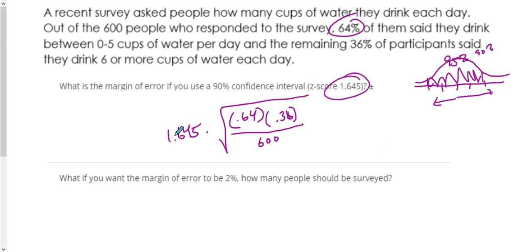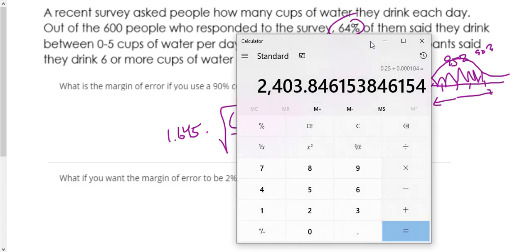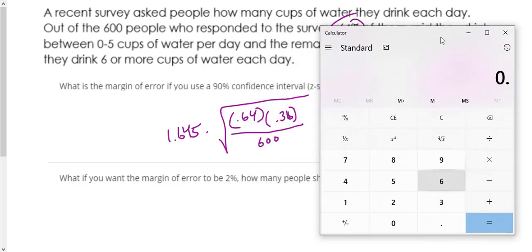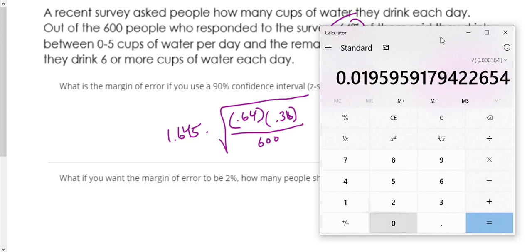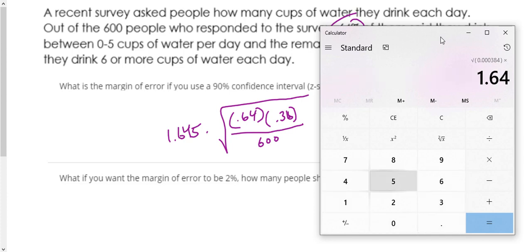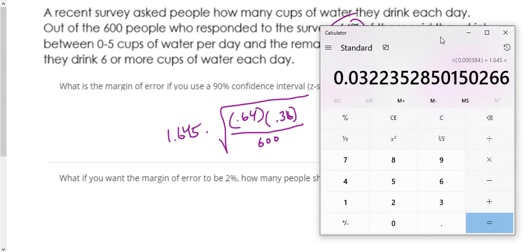So we're going to go ahead and just work this out and see what we get for our margin of error. All right, so 0.64 times 0.36 divided by 600, take the square root, times 1.645. That gives us a margin of error of about 3.2%.